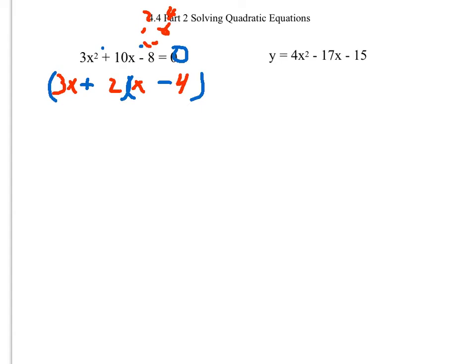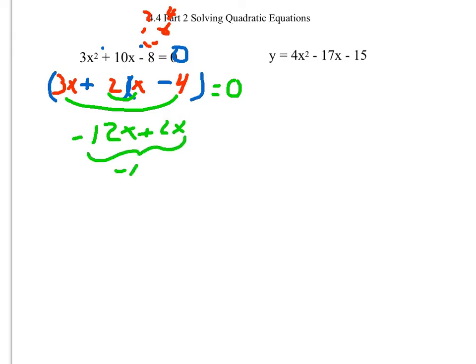Now it's important that we check to make sure that it works. Again, we're making sure this is equal to 0 the whole way. Outsides will give us negative 12x. Insides will give us positive 2x. So that gives us a middle term of negative 10x, but if you take a look, we need positive.